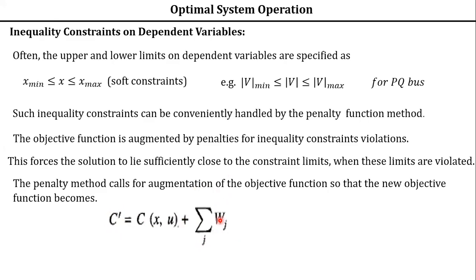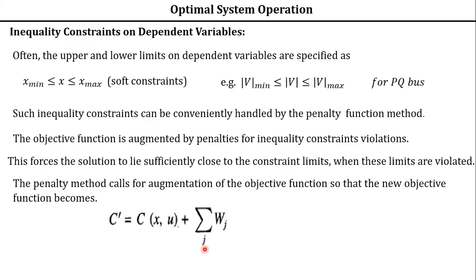So how many dependent variables violate the limits? Suppose we have 4 dependent variables. Out of 4 dependent variables, 2 dependent variables may violate the limits. Then J will be 2, isn't it? So that means 2 variables are violating the limits. So the first variable violated the limit. What is the penalty for that one? Isn't it? The second variable has violated the limit. So impose the penalty for the second variable.